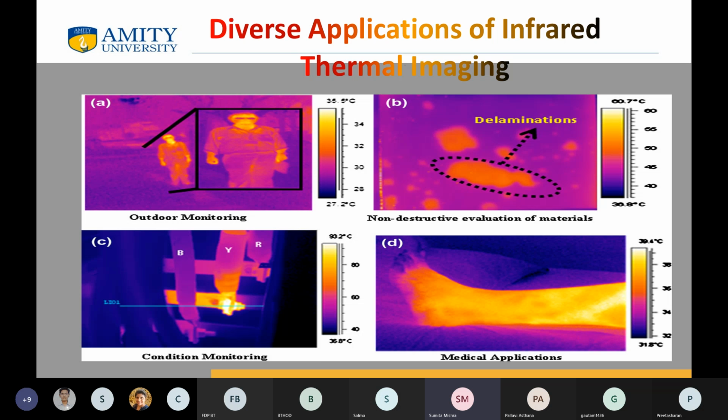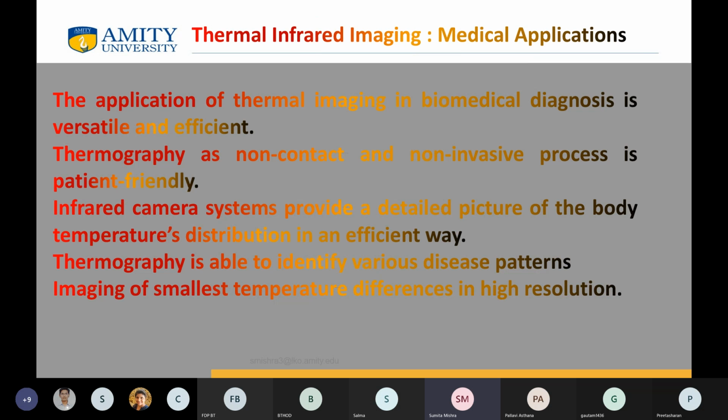Next we are going to go into a bit more detail about the medical applications of thermal infrared imaging. Here you see that one of the best things about thermal imaging is that it is patient friendly, because it is a non-contact and non-invasive process. Initially, thermography or thermal imaging was not an accepted norm in the medical domain, but nowadays, slowly, especially in the breast cancer domain, it has been recognized as an adjunct technology for use with other modalities. Like you can have mammography, but apart from that you can also have thermal imaging as an assistive setup for any cancer patient.